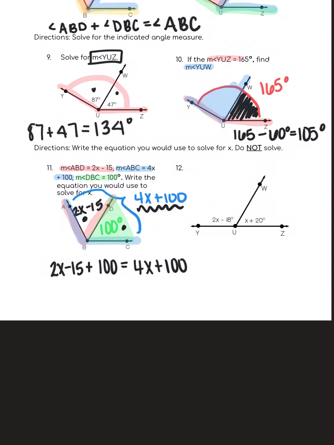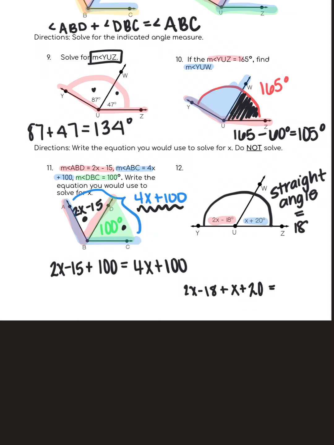For number 12, same idea. So we are going to start with part 1, which is 2x minus 18. We're going to add it to part 2, which is x plus 20. And then one problem with this is it doesn't give us a total. But if you look right here, this entire angle is a straight angle. And we know that straight angles add up to be 180 degrees. So our total is 180.